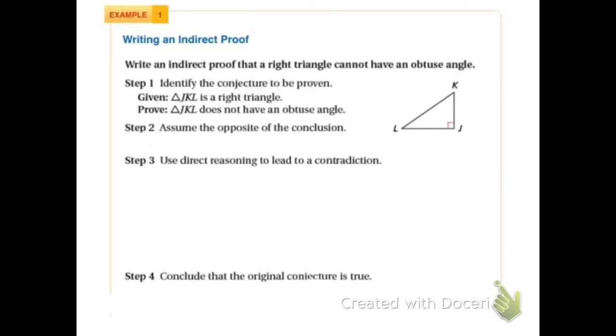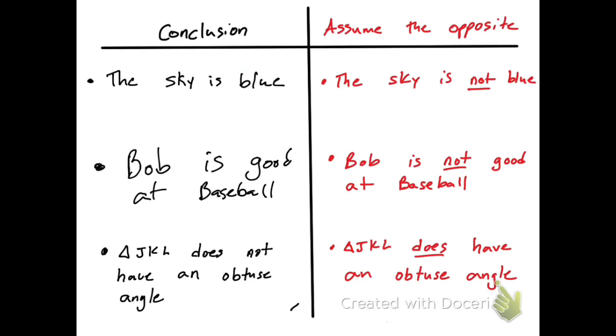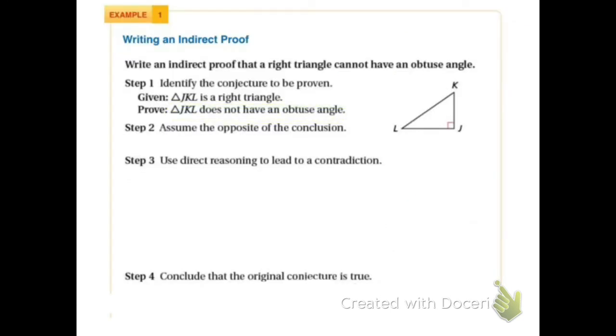So let's do a quick example of how you write an indirect proof. Here we are given that triangle JKL is a right triangle. We have a right angle here. Let's prove, this is our conclusion, that triangle JKL does not have an obtuse angle. Hopefully it looks familiar. Our first step when writing an indirect proof is to assume the opposite of the conclusion. And that's the first step after we have our givens.